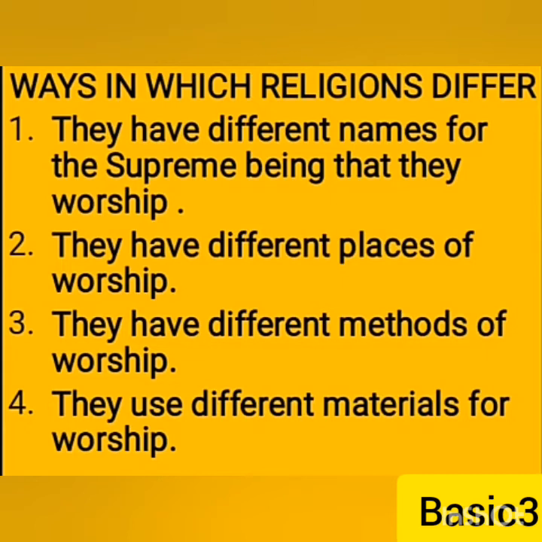Then we have number 4. They use different materials for worship. Like Christians, they make use of the Bible for their worship. And Muslims, they make use of strings of beads for their worship. While those who worship idols use blood of animals, kola, to render their worship to their gods.